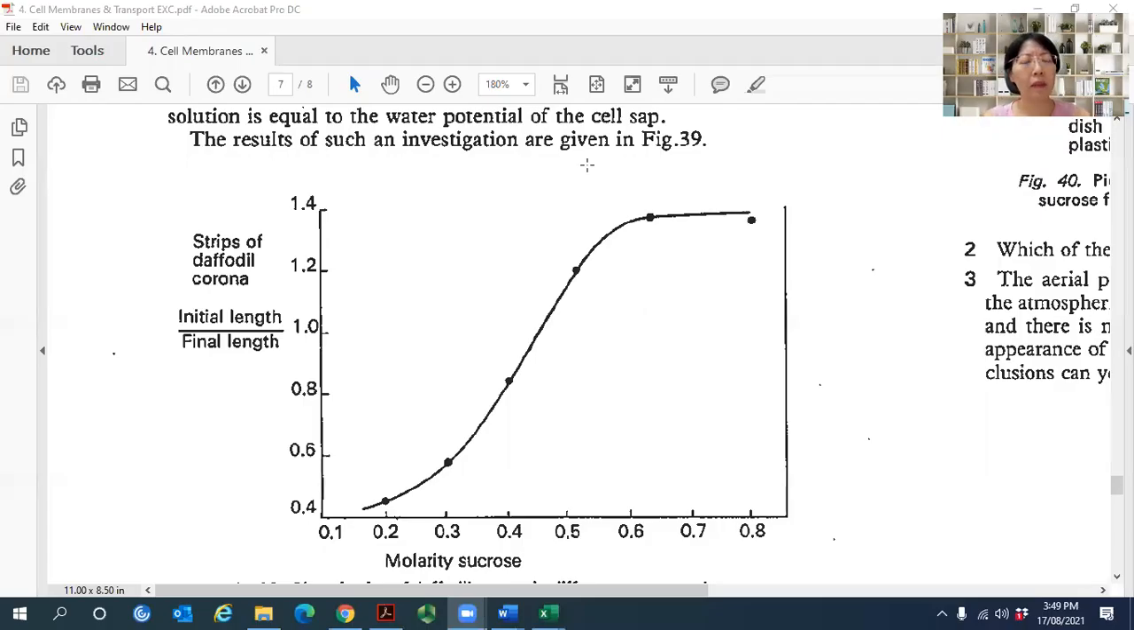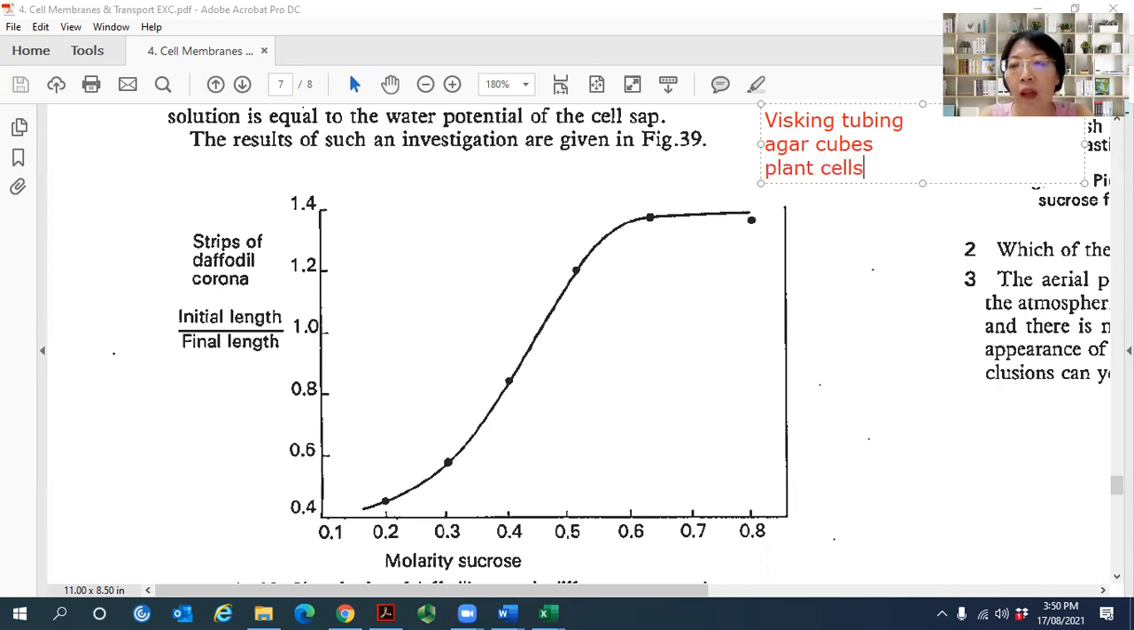So in the practical about osmosis, apart from using visking tubing or using agar cubes, what are other things that you can use in the practical to illustrate osmosis? Of course, plant cells.